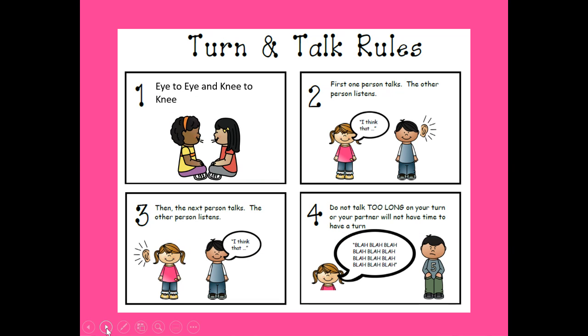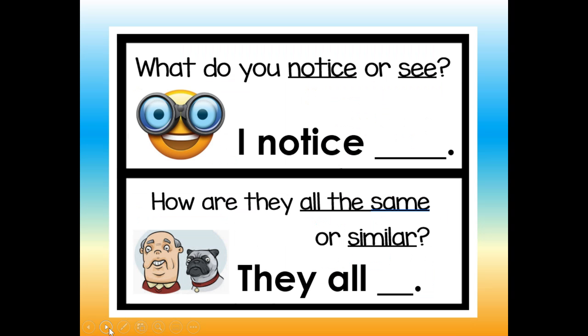So let's go over our turn and talk rules. If you have a partner at home, make sure, number 1, you're eye to eye and knee to knee. You're always looking at your partner when they're speaking or when you're speaking to them. Number 2, first one person talks, the other person listens, and then the next person talks and the other person listens. Do not talk too long on your turn or your partner will not have time for a turn.